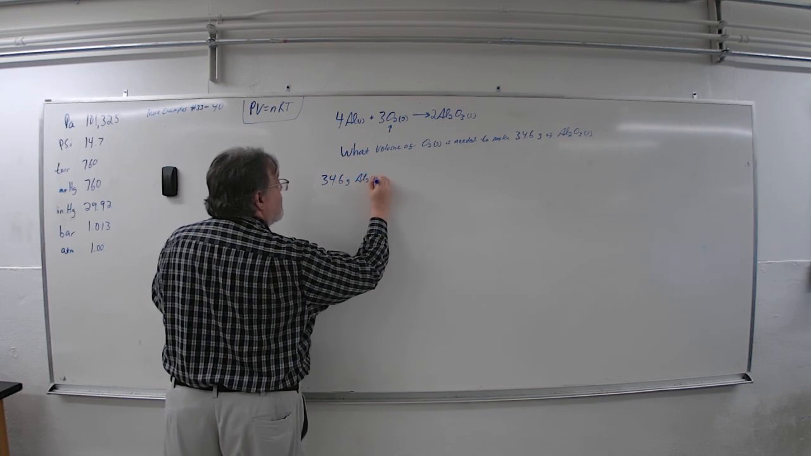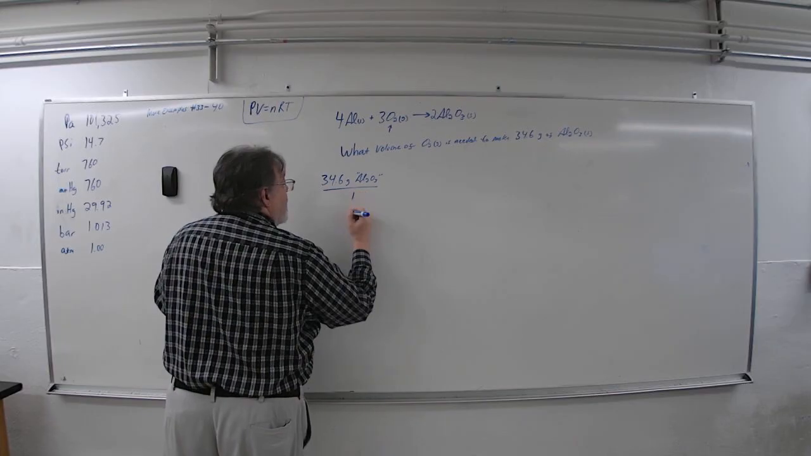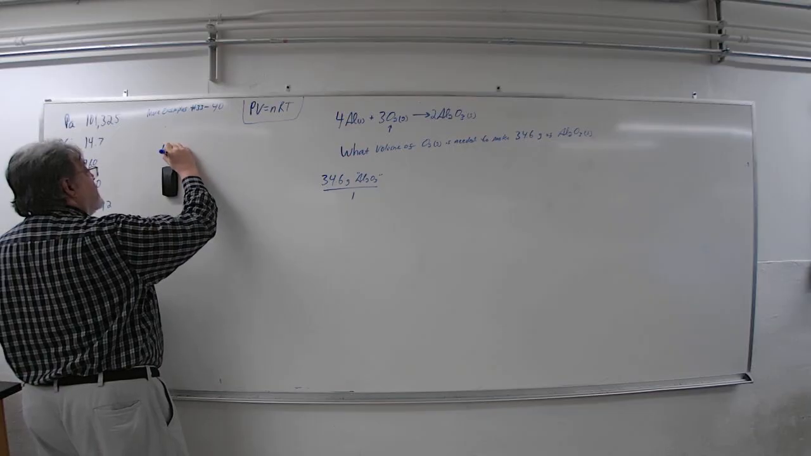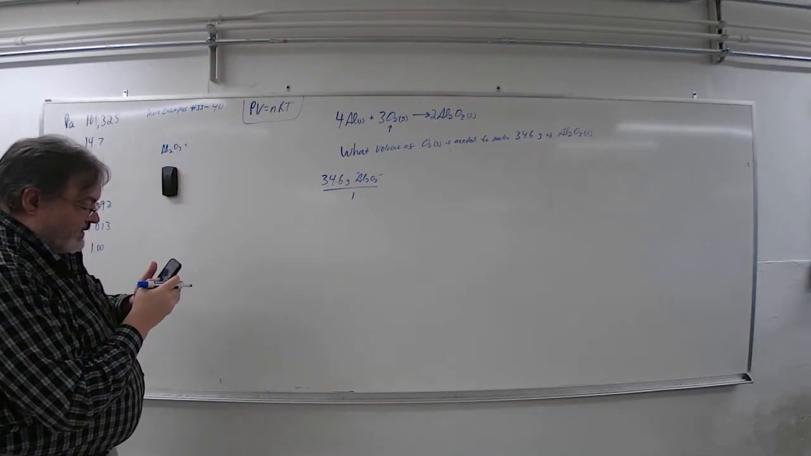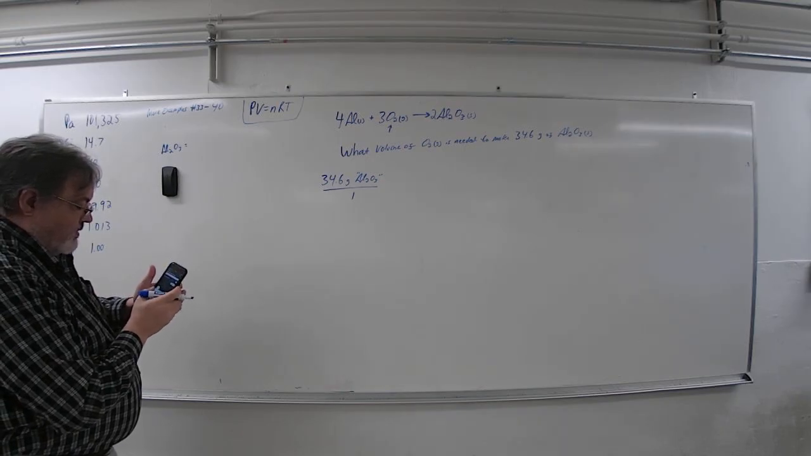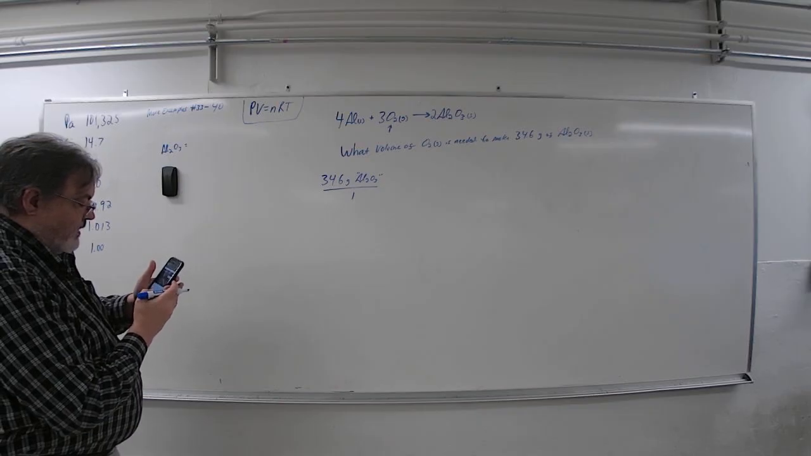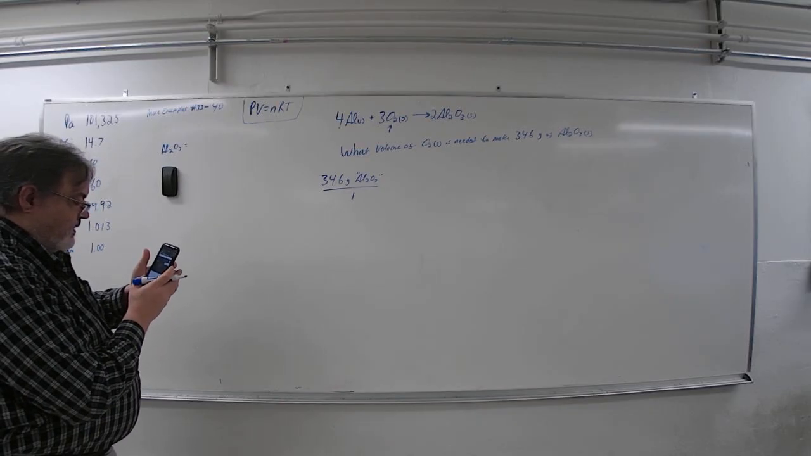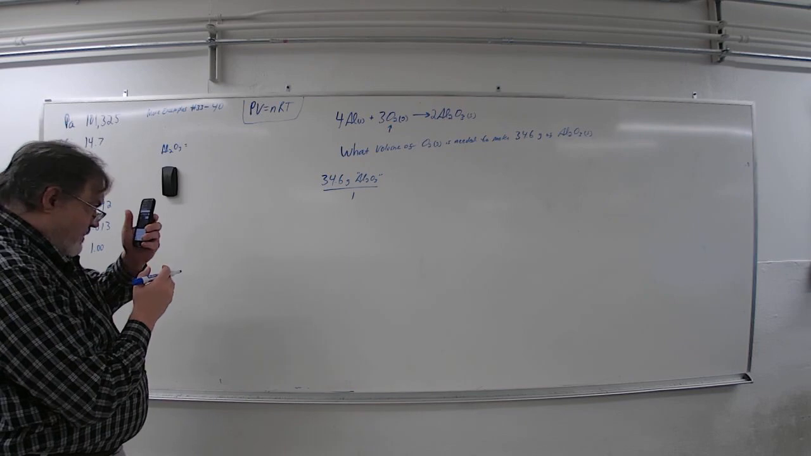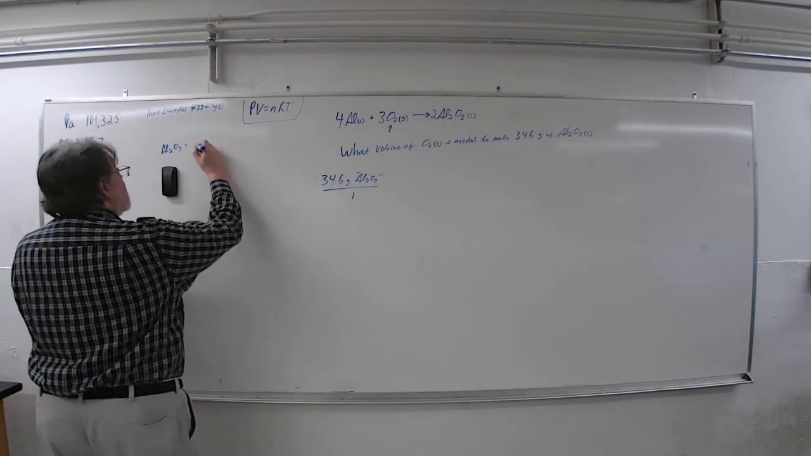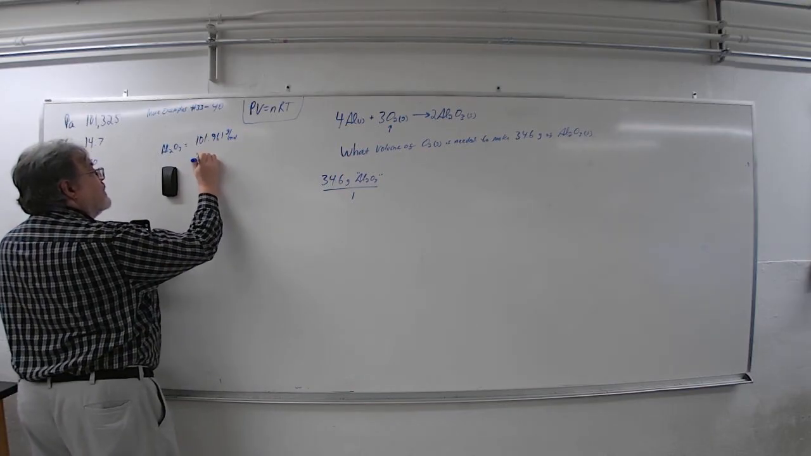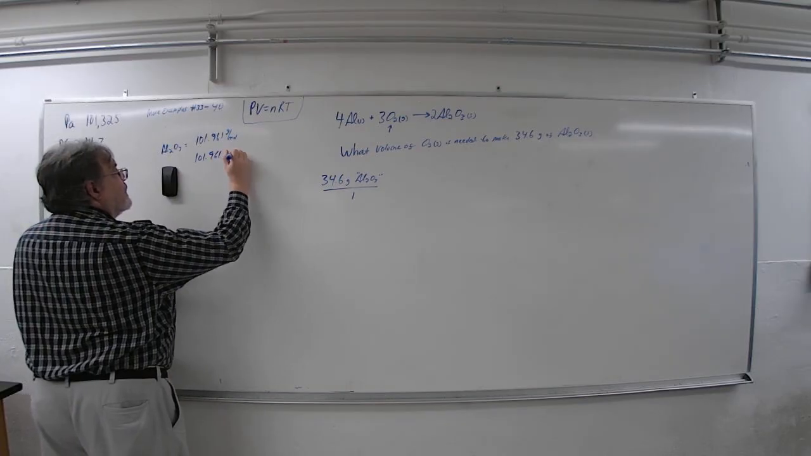So we're going to start with the grams. I need the grams per mole for Al2O3. I have an app that does this automatically, but y'all know how to calculate that. Al2O3 is 101.961 grams per mole.